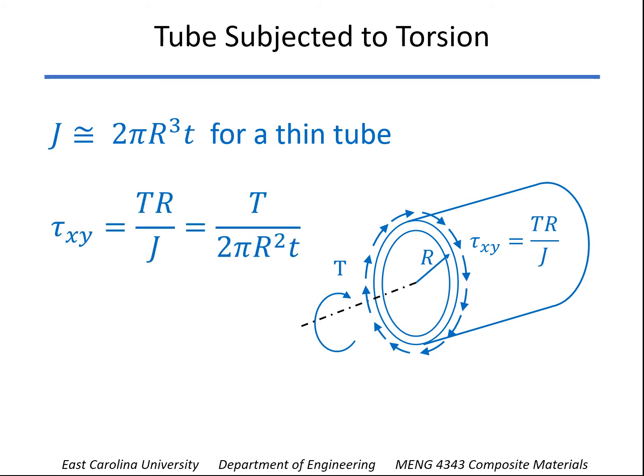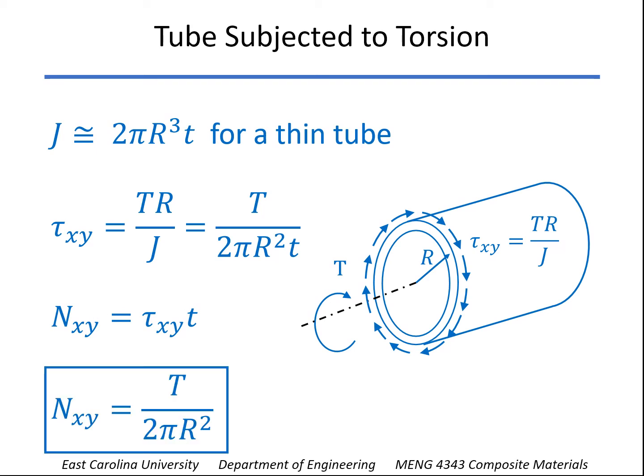So Tr over J, plug that in, and now again the stress resultant, in this case n sub xy, we get by taking that average shear stress and multiplying by the thickness. And so there's our value for n sub xy. It's the torque divided by 2 pi R squared.